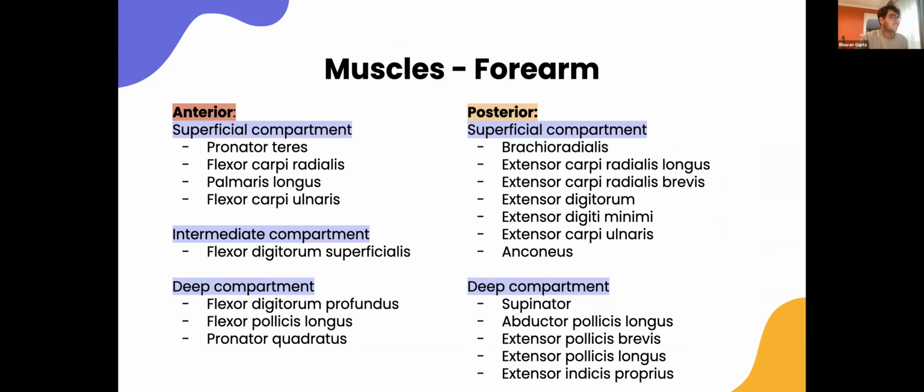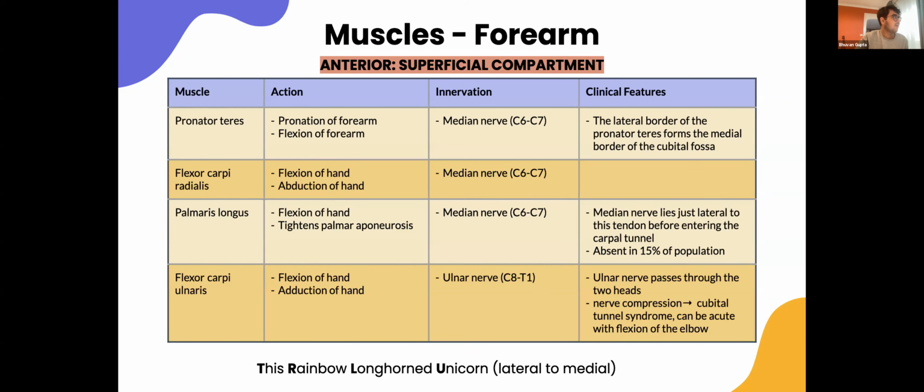Sorry. Okay, so let's look at the superficial compartment. These are mostly flexors of the hand, but they do have some other actions. If we think about the flexor carpi radialis and carpi ulnaris, we can memorize that they're doing abduction and adduction simply by their location. So radialis is going to be on our lateral side, and so that's going to abduct our hand, take it away, whereas our ulnaris is going to be on the pinky side, so that's adduction.